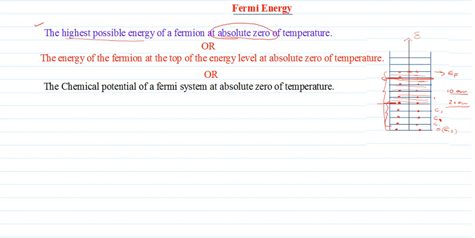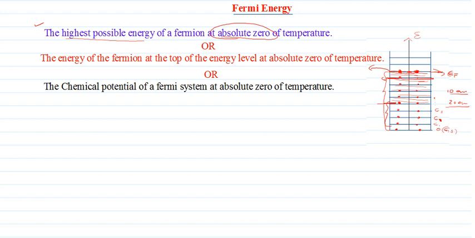Okay, so for example, in this energy level picture, suppose there are this many electrons or fermions in the system, then you can see that the last fermion is getting filled up in the highest, uppermost energy level. So this energy, the energy of this particular fermion, depending on the degeneracy, this is what we call the Fermi energy. So the highest possible energy of a fermion in a given system of fermions at absolute zero of temperature is what is known as the Fermi energy. Why absolute zero of temperature?